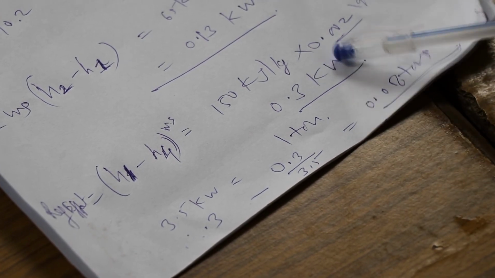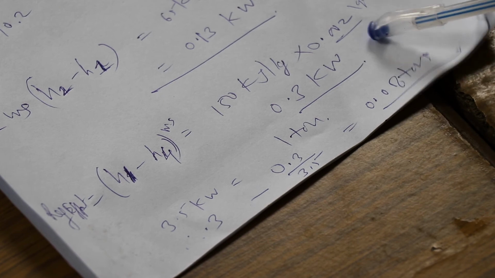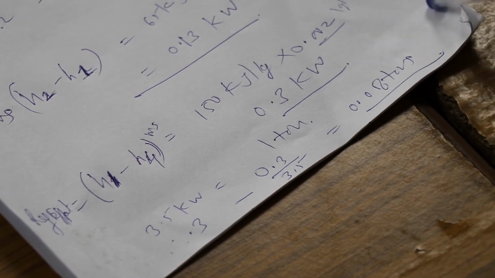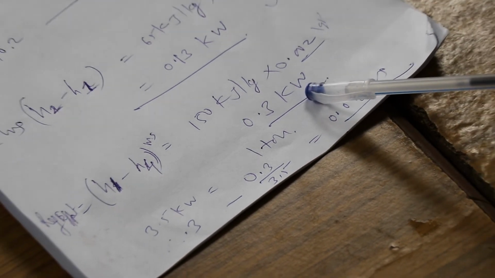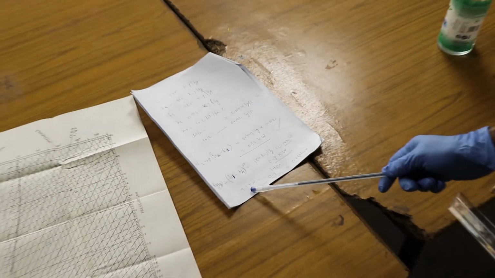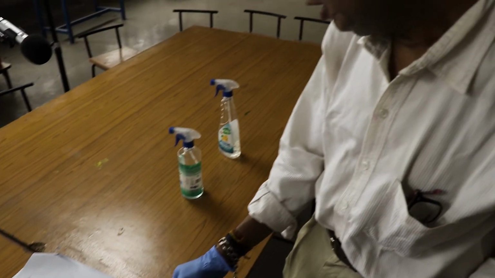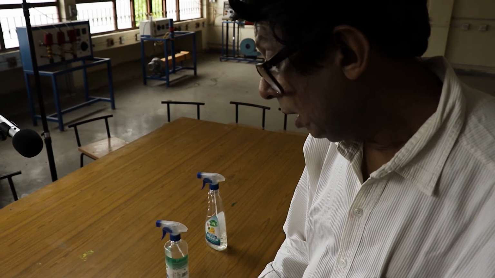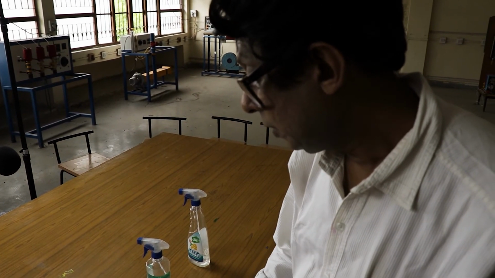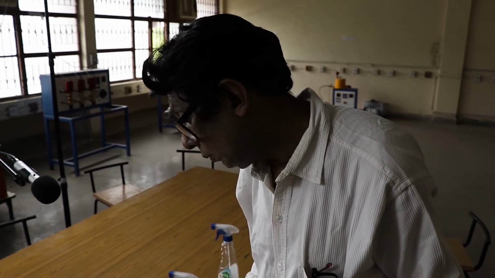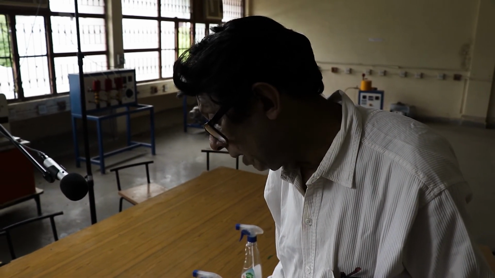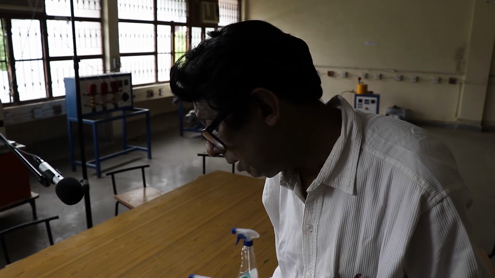Now this can be converted into tonnage also. How much ton capacity is so much tons of refrigeration effect. So we know that 1 ton is equal to 3.5 kilowatt. So 0.3 kilowatt will be equal to 0.08 ton capacity. So the plant capacity comes out to be, at present, very small for the ice plant tutor, 0.08 tons. This is the capacity of the plant here.